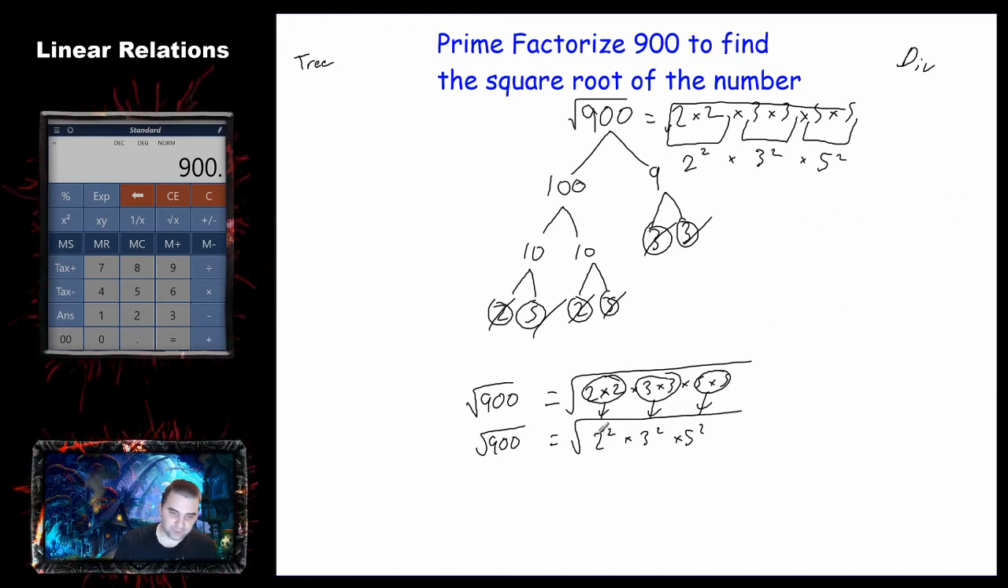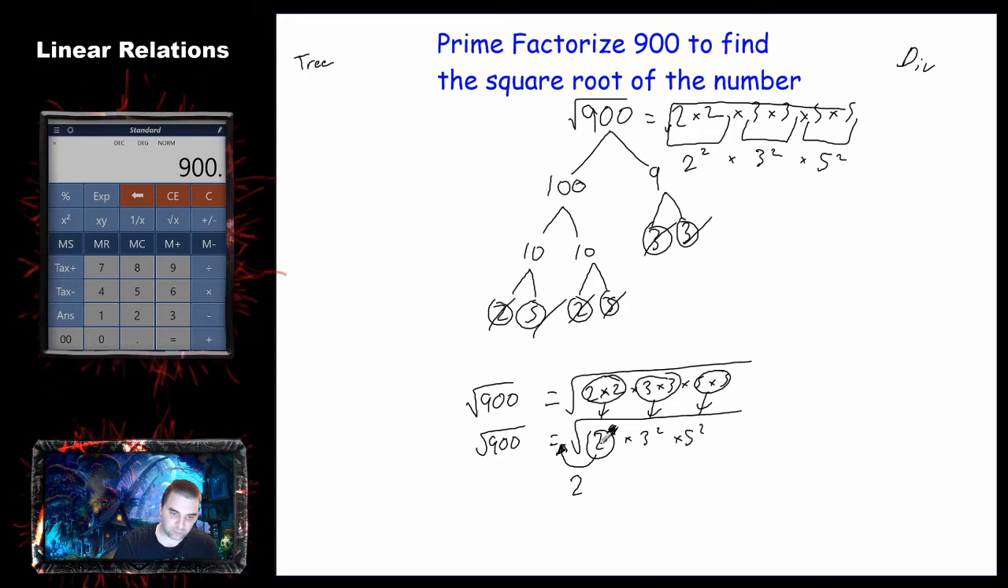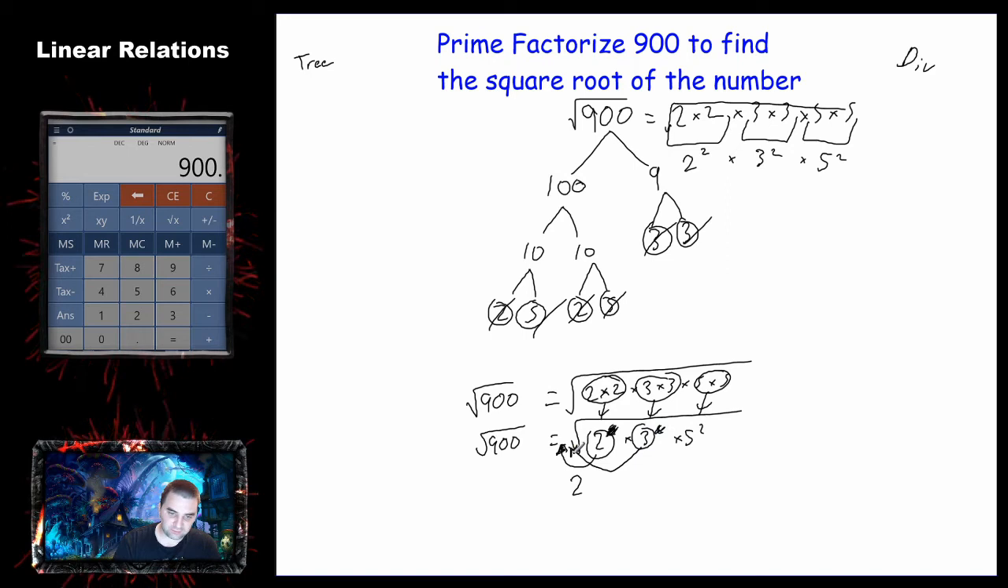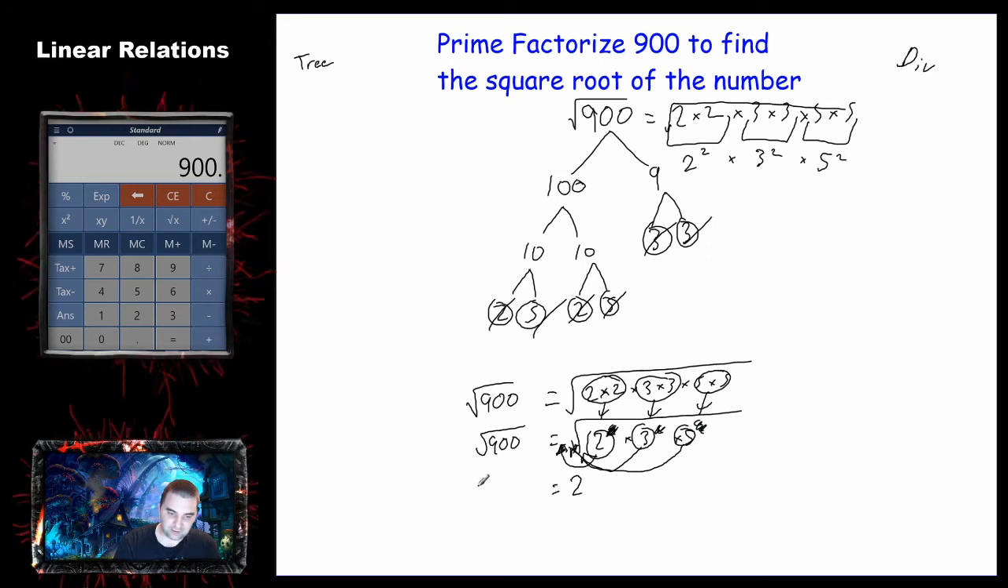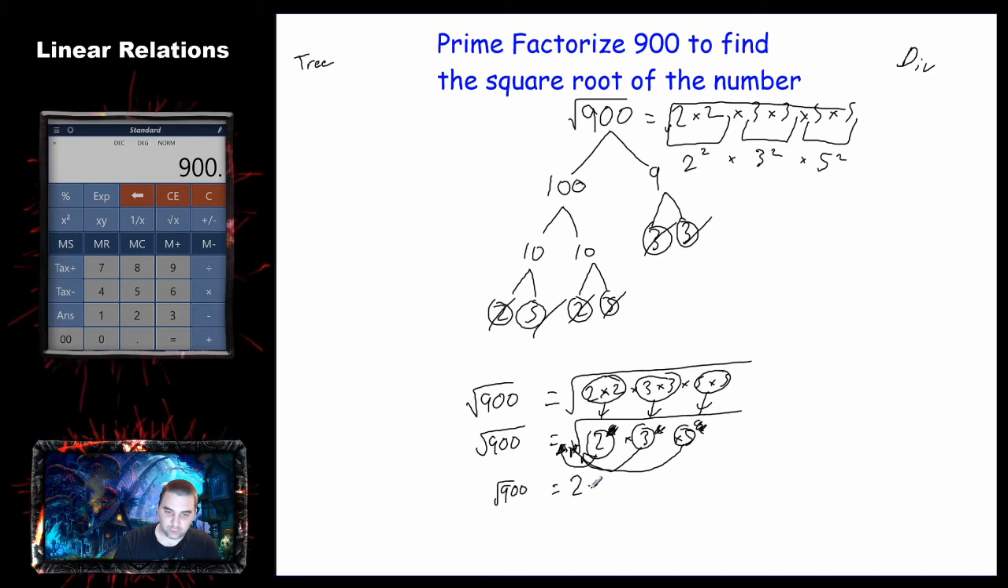So here, what you need to realize is that this square is going to cancel out with its part of the square root, so it's going to come on the outside of the square root. So because I got rid of that square, this now exits the square root. And we can get rid of this square, so this 3 exits the square root. And we can get rid of this square, so this one exits the square root. So what we have is square root of 900 is equal to 2 times 3 times 5.